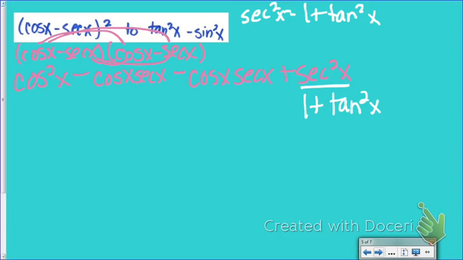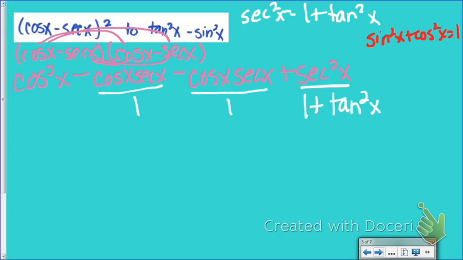What I also have on that identities paper is that cosine x secant x is equal to just 1, and that's under those reciprocal properties. So I can replace both of those with just 1. So then the last one I need to change is that cosine squared x. Now, I don't have anything that says cosine squared by itself, but what I do know is that sine squared plus cosine squared is equal to 1.